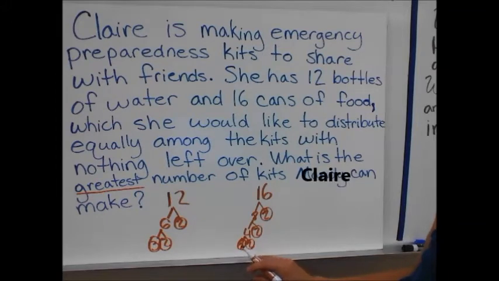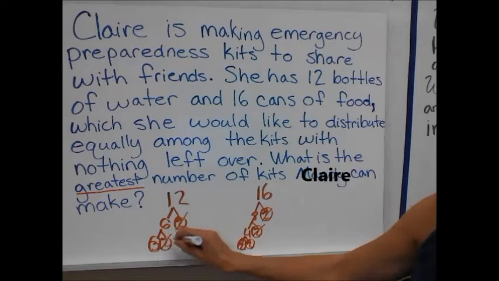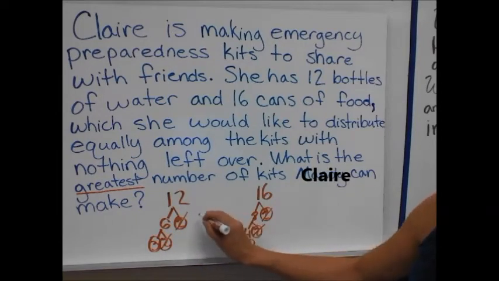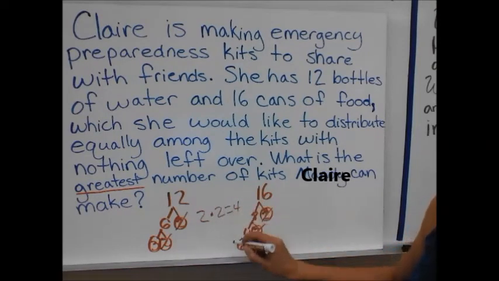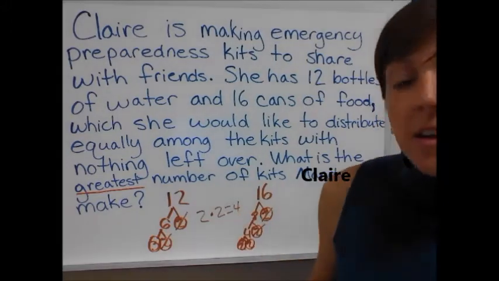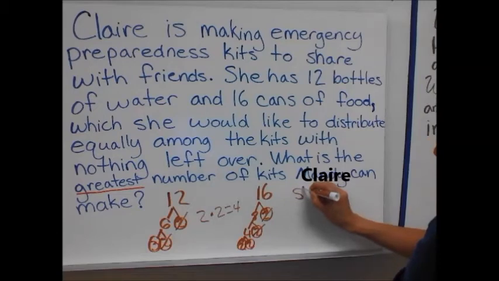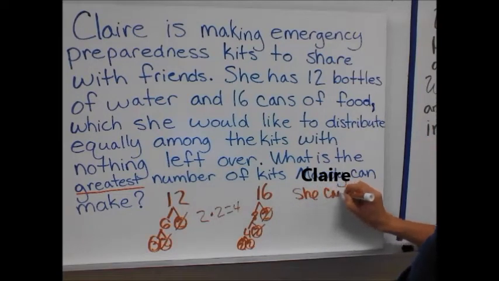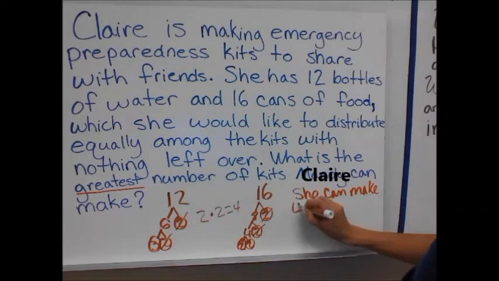Okay. So I'm looking at both of them, and I'm looking to see what they both have in common. They both have a 2 in common, and they both have another 2 in common. And I'm going to write down what they have in common one time. They have 1, 2, and then they have another 2. 2 times 2 equals 4. So that means Claire can make 4 kits.